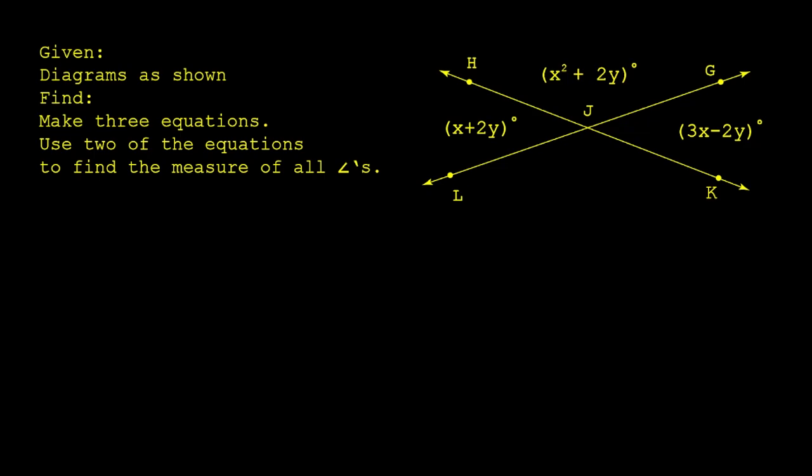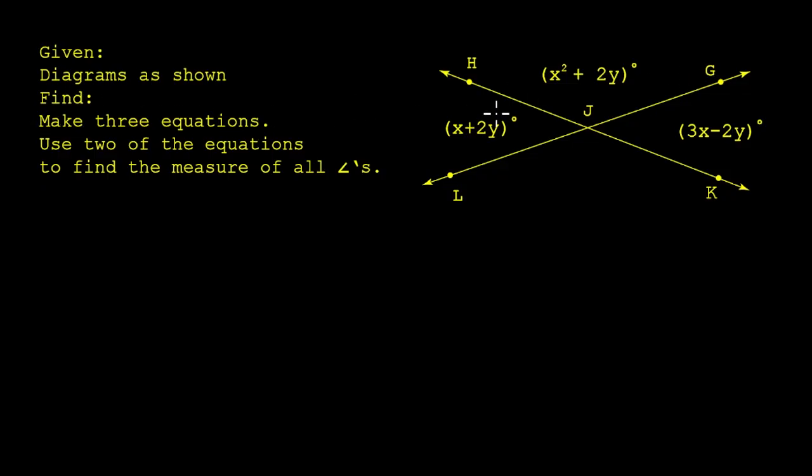In this video, we will be doing algebra from geometry, and as always, the algebra comes from the geometry of the problem. So given diagram as shown, when you see diagram as shown, generally you have straight angles, and we do here angle HJK and angle LJG. Straight angles have 180 degrees. So here we go, make three equations.